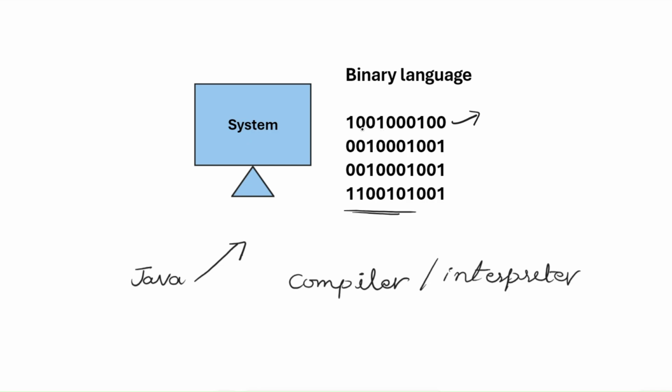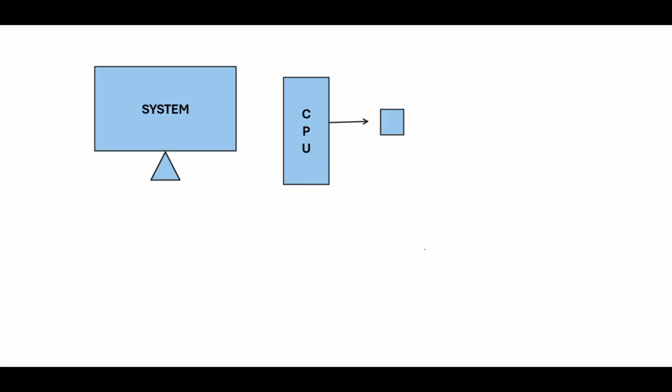What is the reason behind it? Why does the system understand only zeros and ones? The computer understands only binary language, that is 1s and 0s. The main reason is that systems are built using electronic components such as transistors. In the CPU we have billions of transistors, and these transistors work based on semiconductor technology.